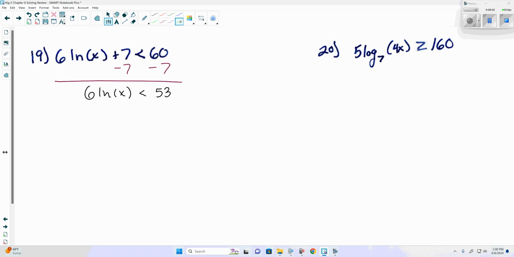What do we need to do next? Put the x on it. 6 with the x. We could, but we're trying to get the natural log by itself first. It's going to be easier to move the 6 first. Because 6 and the natural log are being multiplied, so why not divide? Telling us the natural log of x is less than 53 over 6.